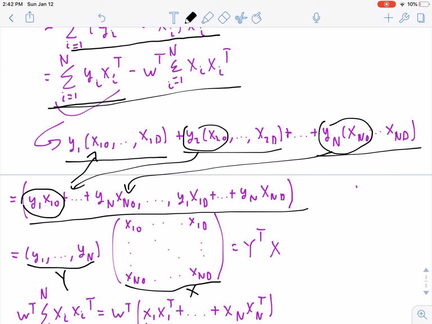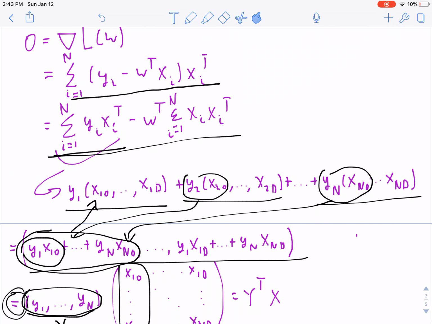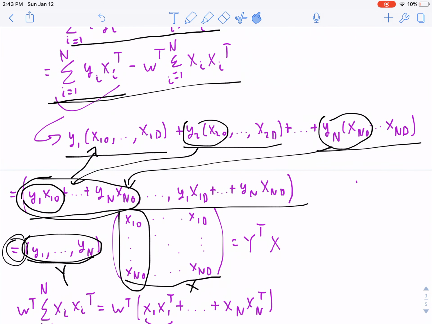Because to get the first element, we'll multiply y1 through yn with the first column here. And so we'll get y1 times x1 0 plus y2 times x2 0 all the way through yn times xn 0. And that's exactly what we have as the first element of this vector. And it'll work going through all the columns. So we see that this equivalency right here is true. Great. So our first term in our sum is y transpose x.